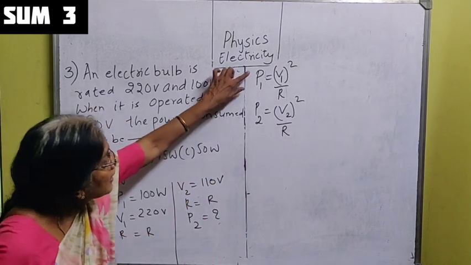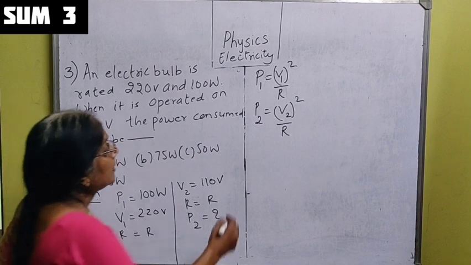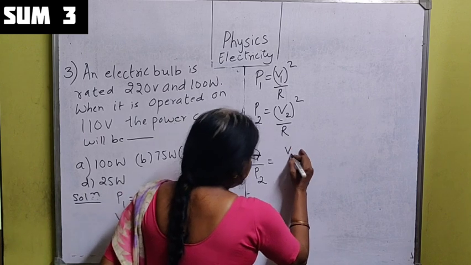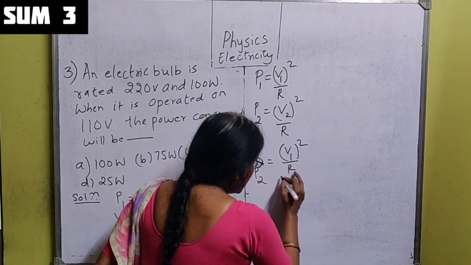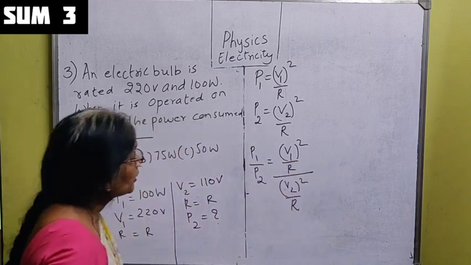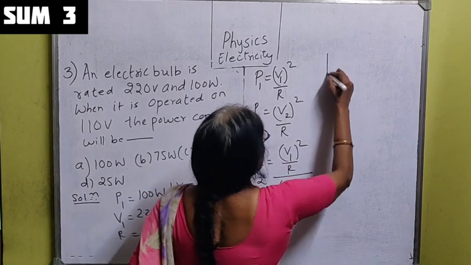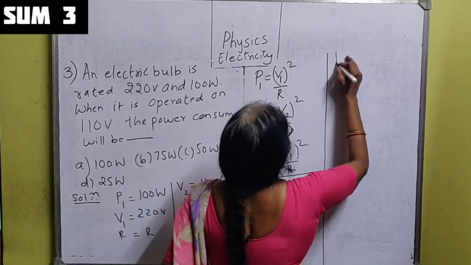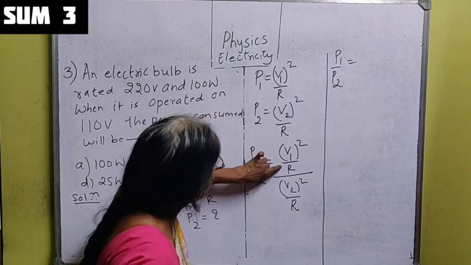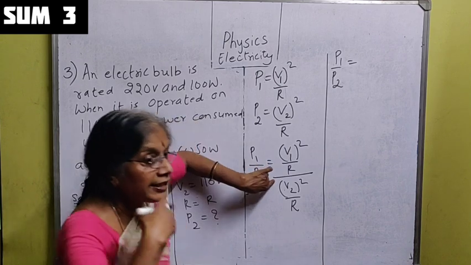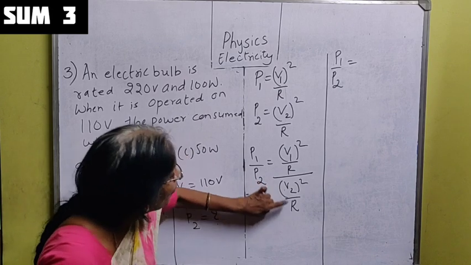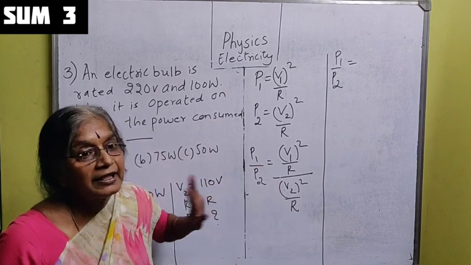Now I will take the ratio of P1 and P2 together. So what shall I get? P1 by P2 is equal to V1 square by R whole divided by V2 square by R. So this I can show as P1 by P2 is equal to V1 square by R will remain as it is. This division when I take it into multiplication, it will get reciprocal. Reciprocal means R will go in the numerator and V2 square will come in the denominator.